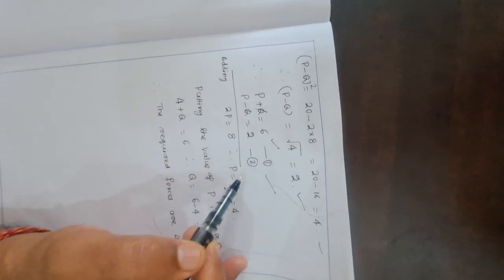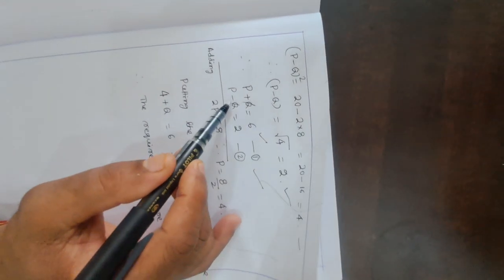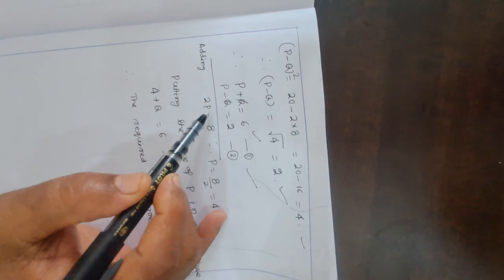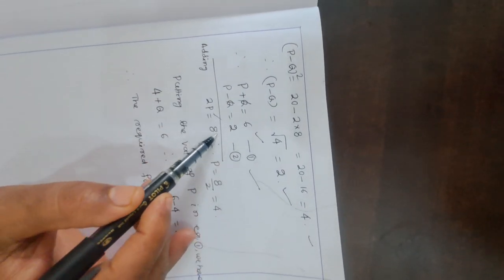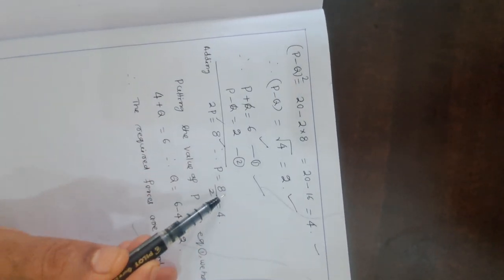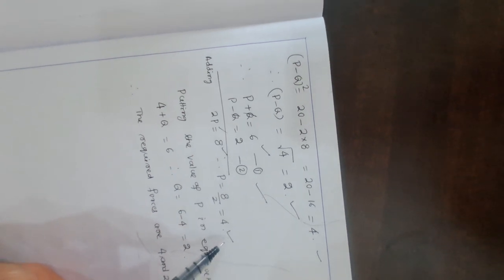Adding equation 1 and 2, we have minus Q and plus Q cancel, P plus P is 2P. 6 plus 2 is equal to 8, or P is equal to 8 by 2, which is equal to 4.